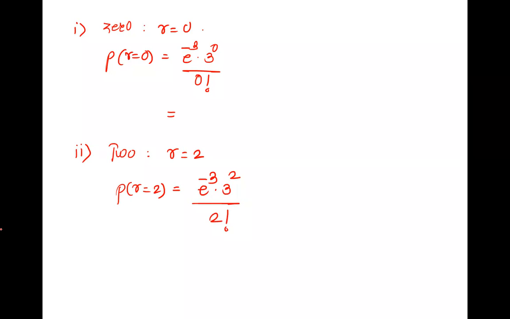What is the first answer? 0.04978. Correct, very good. Solve the second. 0.2240. So these are the probabilities, and we asked for probabilities only. It is not the number, just the probability. So these are the probabilities done.